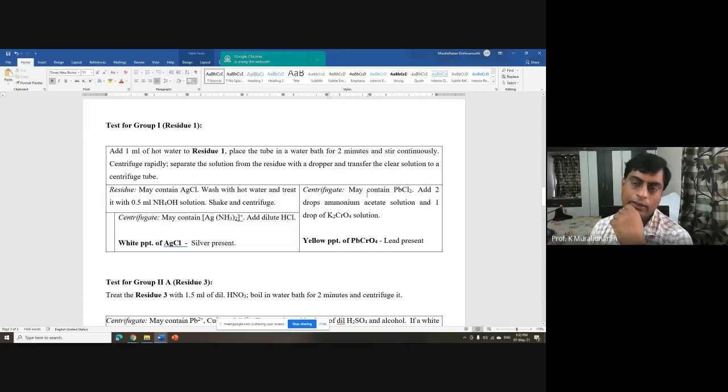You will add a few drops of ammonium acetate solution and one drop of potassium chromate here, and you get a yellow precipitate, right? That yellow precipitate confirms lead chromate, the presence of lead. Today we have only lead, so you will not get a residue here. You will be adding a lot of water, so when you stir in hot condition, it will go clearly into solution. That solution you take and do this test, confirming lead. Similarly, you take the residue.